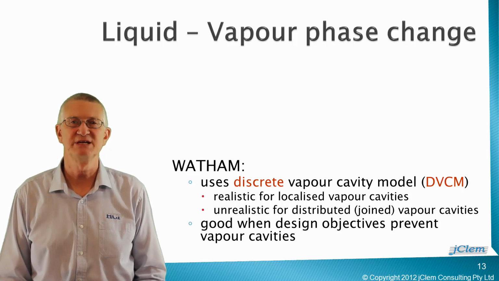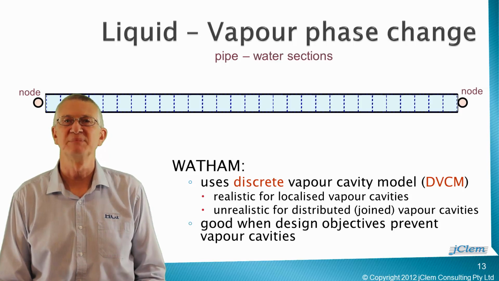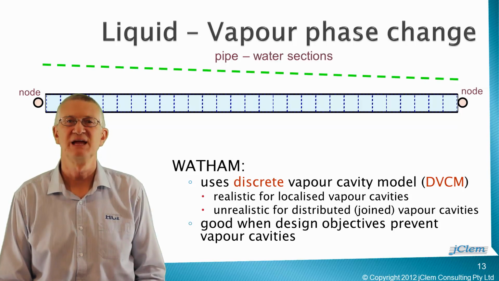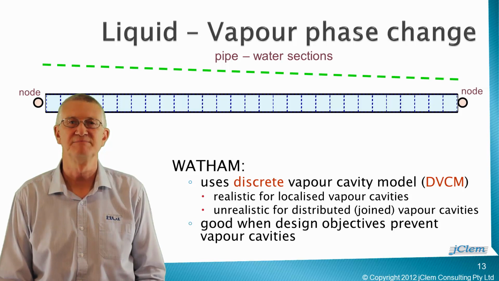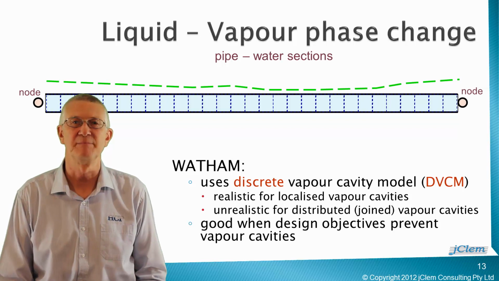Let me explain in more detail what the discrete vapour cavity model means. Here we are looking at a single pipe divided into water sections. In the initial steady state conditions, the hydraulic grade line along the pipe may look like this green dotted line. At some later time after a transient event has disturbed the steady state, the hydraulic grade line may look like this. At this point in time, the hydraulic grade line is still above the pipe's obvert level. There is positive head in each water element in this pipe.